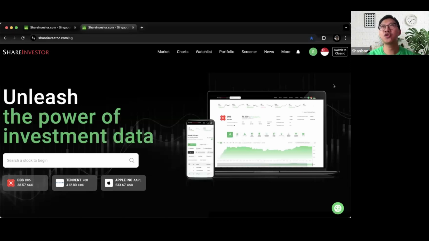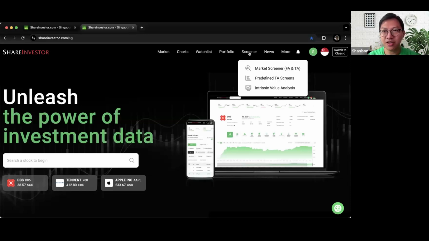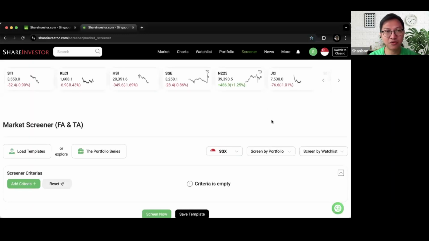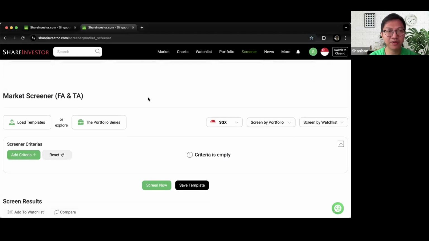Okay, so this is the new Shareinvestor.com platform. Very nicely organized, very modern. I hope you guys like it. In order to go to the screener, you go to here, screener. Let me start with the market screeners for TA and FA.